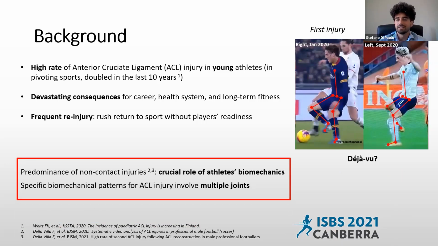And as you can see, there is a strong biomechanical role in this type of injury. In fact, there is a predominance of non-contact ACL injuries, up to 90%, non-contact or indirect contact. So there is a crucial role of athletes' biomechanics. Recent studies also underline specific biomechanical patterns for anterior cruciate ligament injury, and differently from what was seen in past years, there is not just an involvement of the knee joint where the rupture actually happens, but it's a multifactorial and multi-joint injury. So the full body is involved.